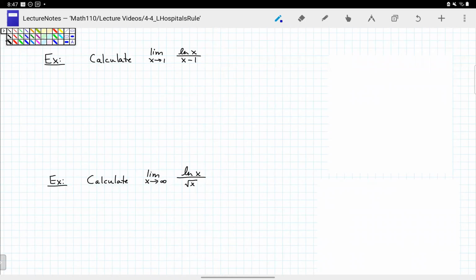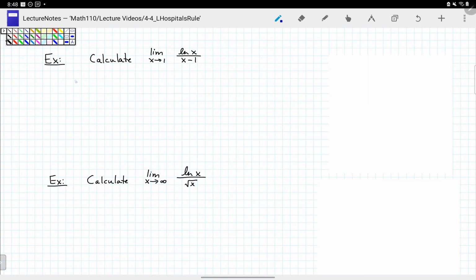We're going to do a couple of examples of calculating limits using L'Hopital's rule. So here's one, calculating the limit as x approaches 1 of natural log of x divided by x minus 1. And I spoiled it by saying we're going to use L'Hopital's rule, but we need to check that this meets the conditions under which we should be applying L'Hopital's rule.